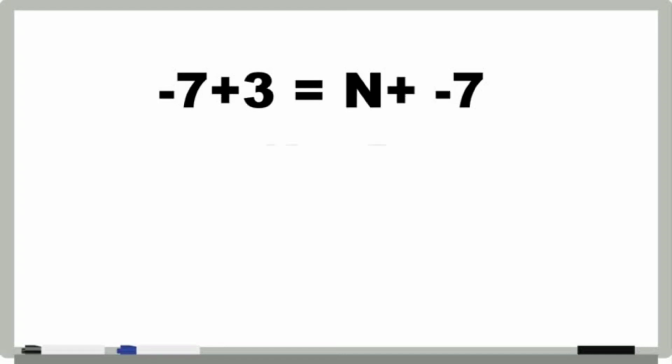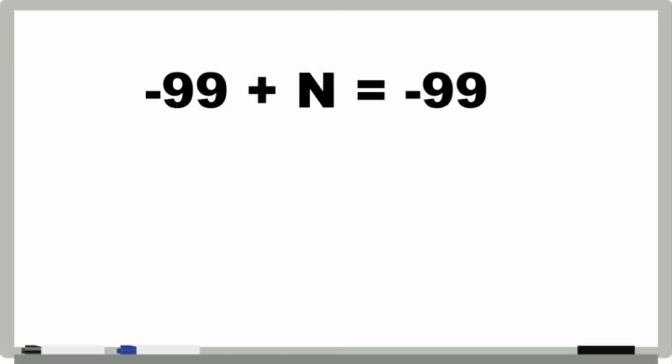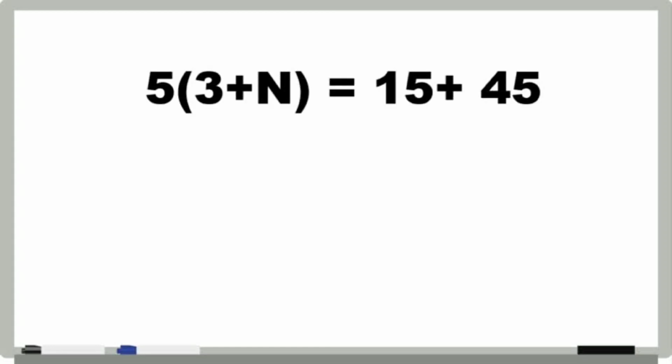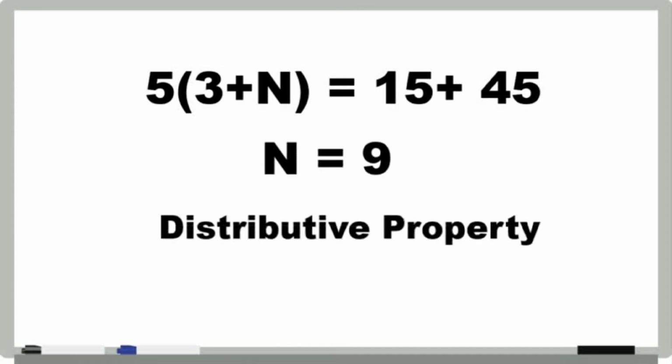Next. Negative 7 plus 3 is equal to n plus negative 7. What is the value of n? 3. And what property? Commutative property. Next. Negative 99 plus n is equal to negative 99. What is the value of n? 0. And what property? Identity property. That is correct. Let's have this one. 5 times the quantity 3 plus n is equal to 15 plus 45. What is the value of n? 9. And what property? Distributive property.